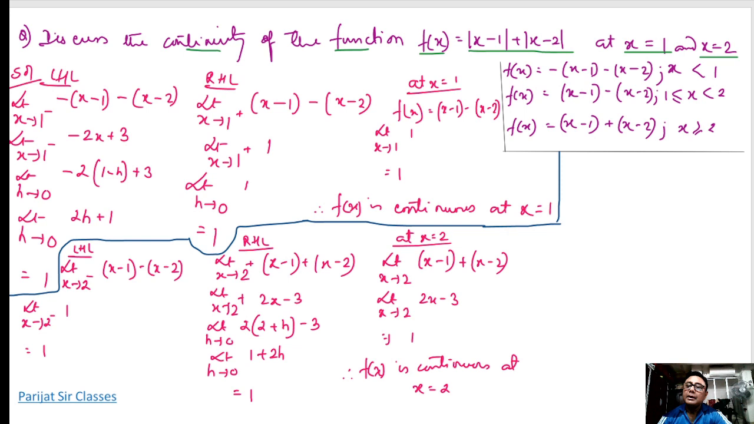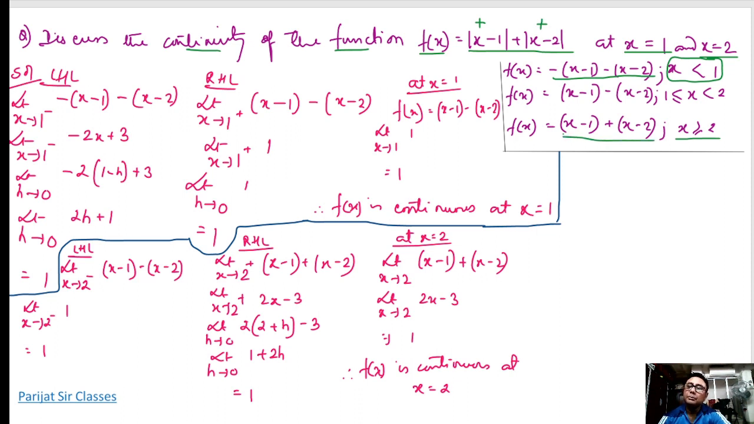Please watch here. If I choose x less than 1, this part will become negative, this part will become negative, this part will become negative. So this is our function if I choose x less than 1. Similarly, if I choose x greater than or equal to 2, this part will become positive, this part will become positive, this part will become positive. So we will write like this.